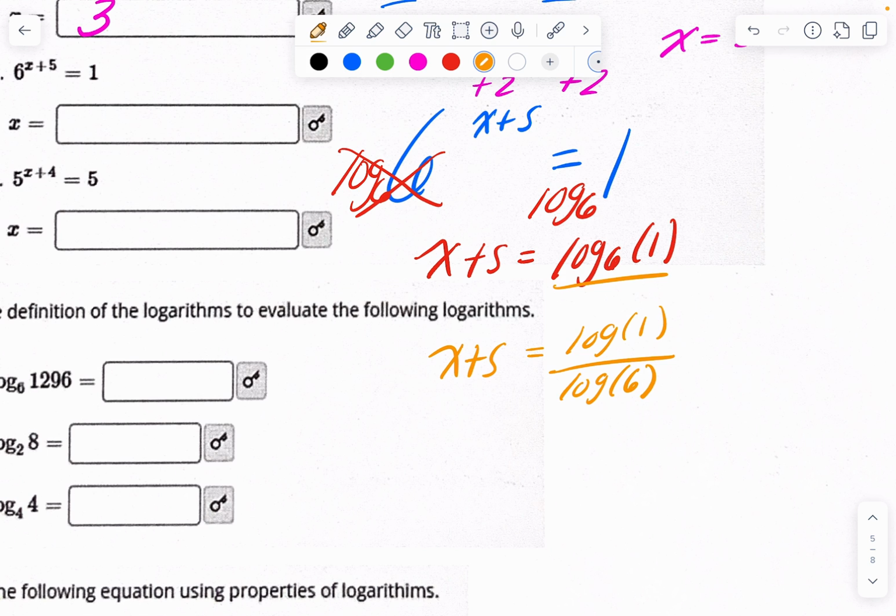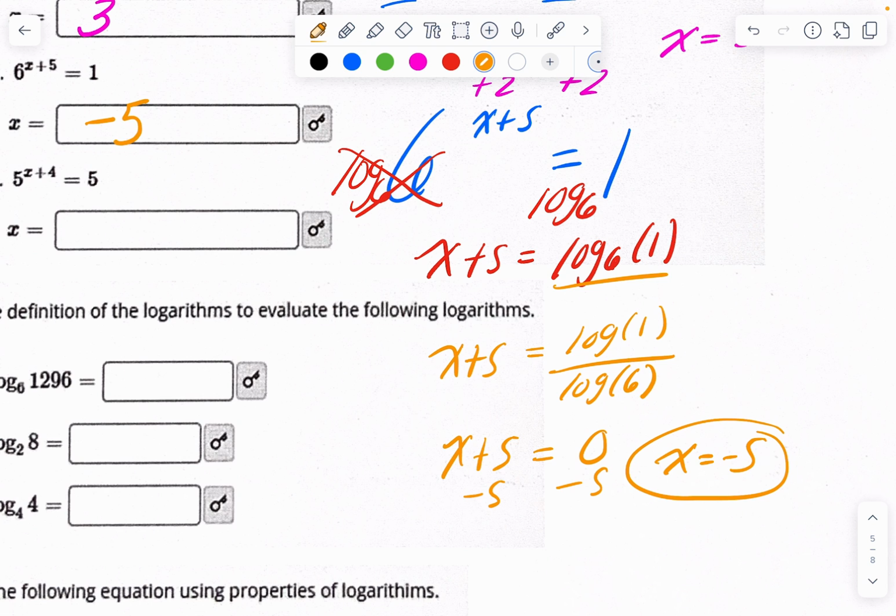If it's a decimal, I'll probably leave it. And if it's a whole number, I'll write it down. Log of 1 divided by log of 6 is 0. So x plus 5 equals 0. So subtract 5. X equals negative 5.